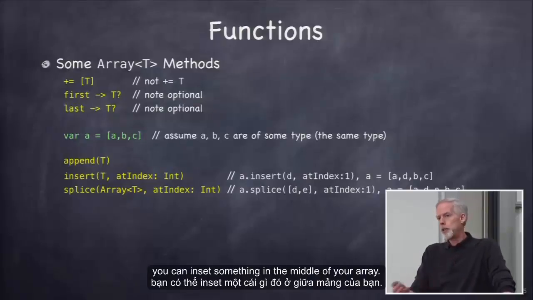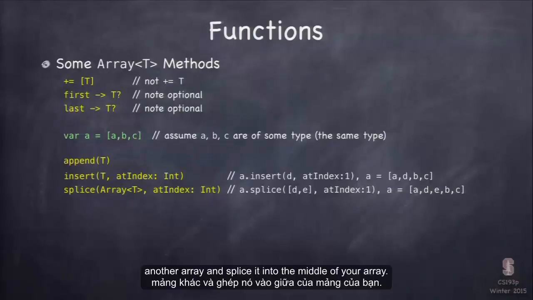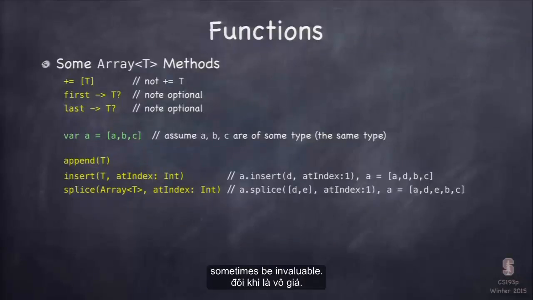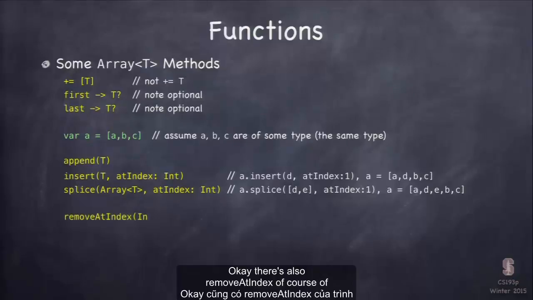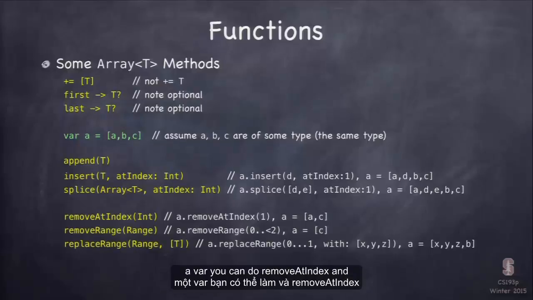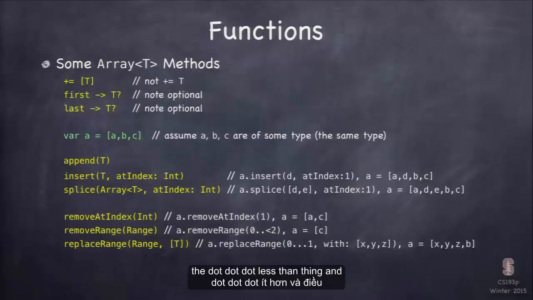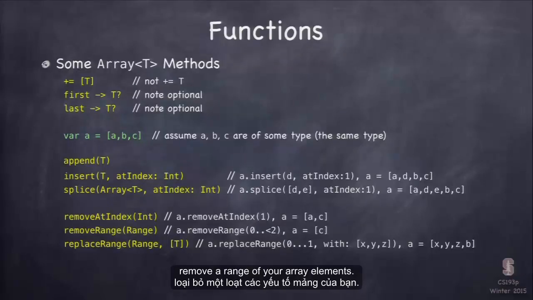There's also insert. So you can insert something in the middle of your array. You just specify what index. There's also splice. Okay, splice will take another array and splice it into the middle of your array. Okay, so that can sometimes be valuable. It's otherwise just like insert. It's just like inserting another array inside the array. Okay. There's also remove at index, of course, if it's a var. If you've got your array in a var, you can do remove at index. There's also remove range. Okay, so you can specify a range with the dot dot dot thing or the dot dot less than thing and remove a range of your array elements.